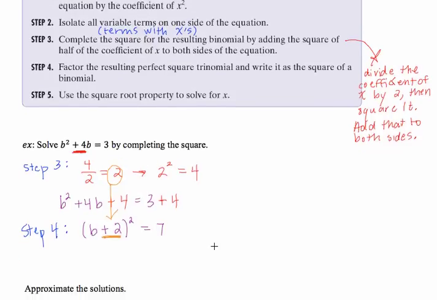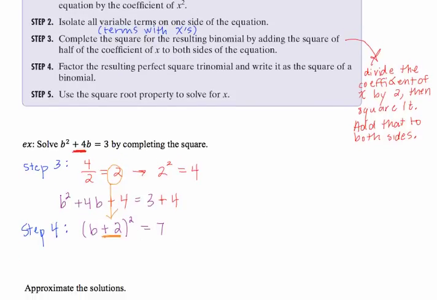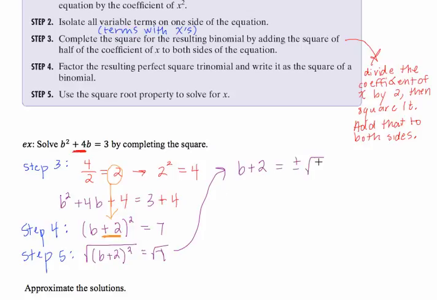Okay, then the last step is, now that we've got it written in this form, do what we were doing before and take the square root of both sides using that square root property. So this is step 5. We'll take the square root of both sides. And on the left, the square and square root cancel, but we did have a variable squared under a radical, so we have a plus or minus on the other side, and square root of 7, which does not simplify. But that's okay. To solve for b, all we have to do is subtract 2 from both sides.